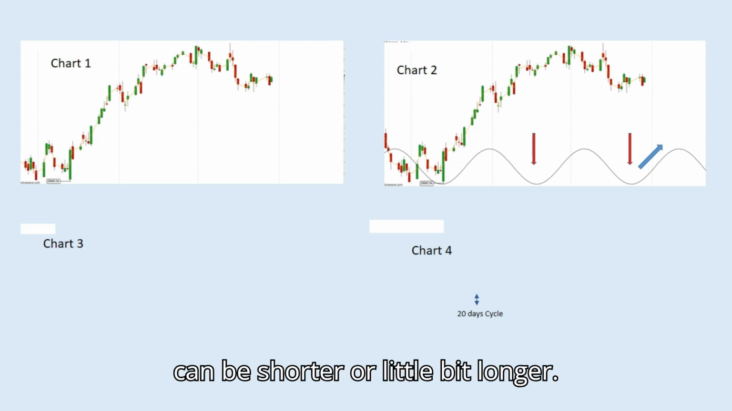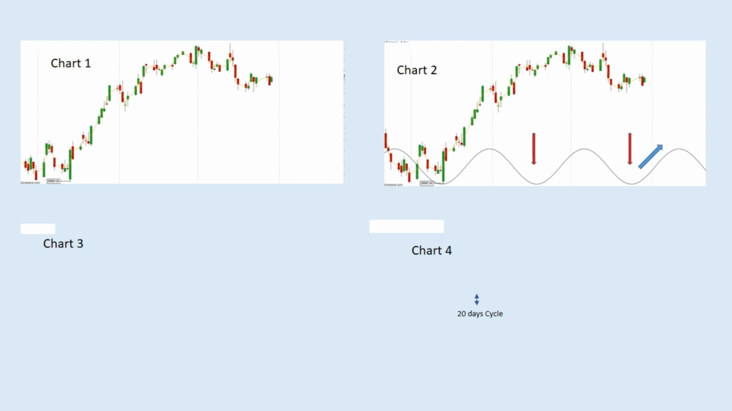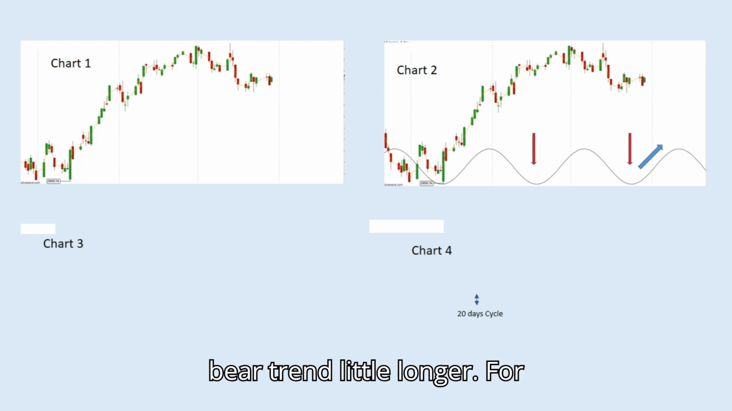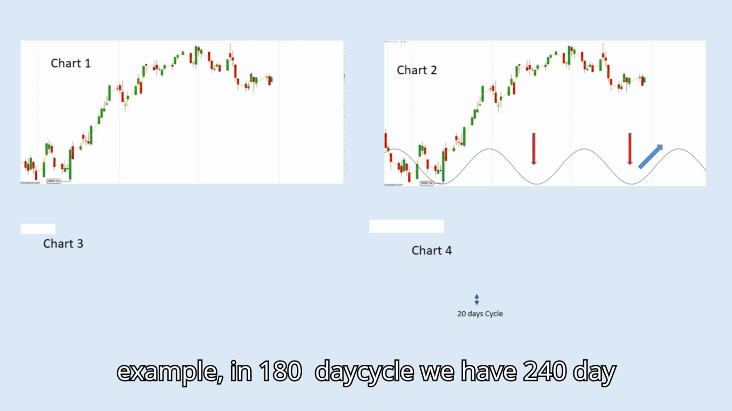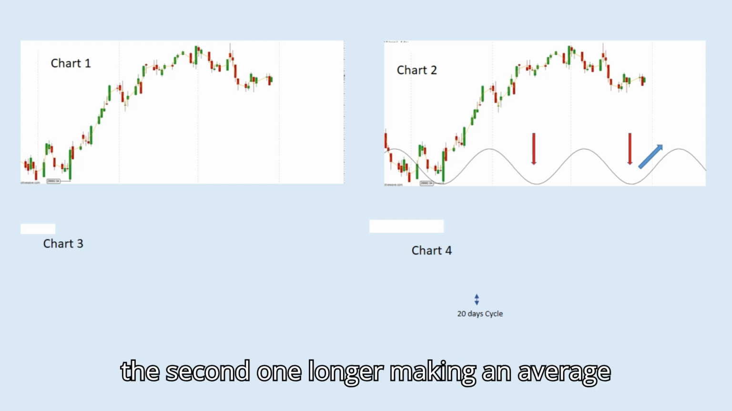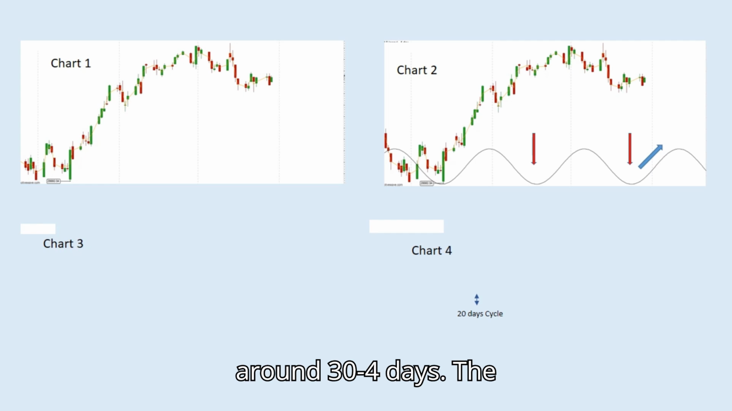Sometimes it can be shorter or a little bit longer. In general, in a bull trend cycles have a tendency to be shorter and during a bear trend a little longer. For example, in one 80-day cycle we have two 40-day cycles. The first one can be shorter and the second one longer, making an average around 34 days.